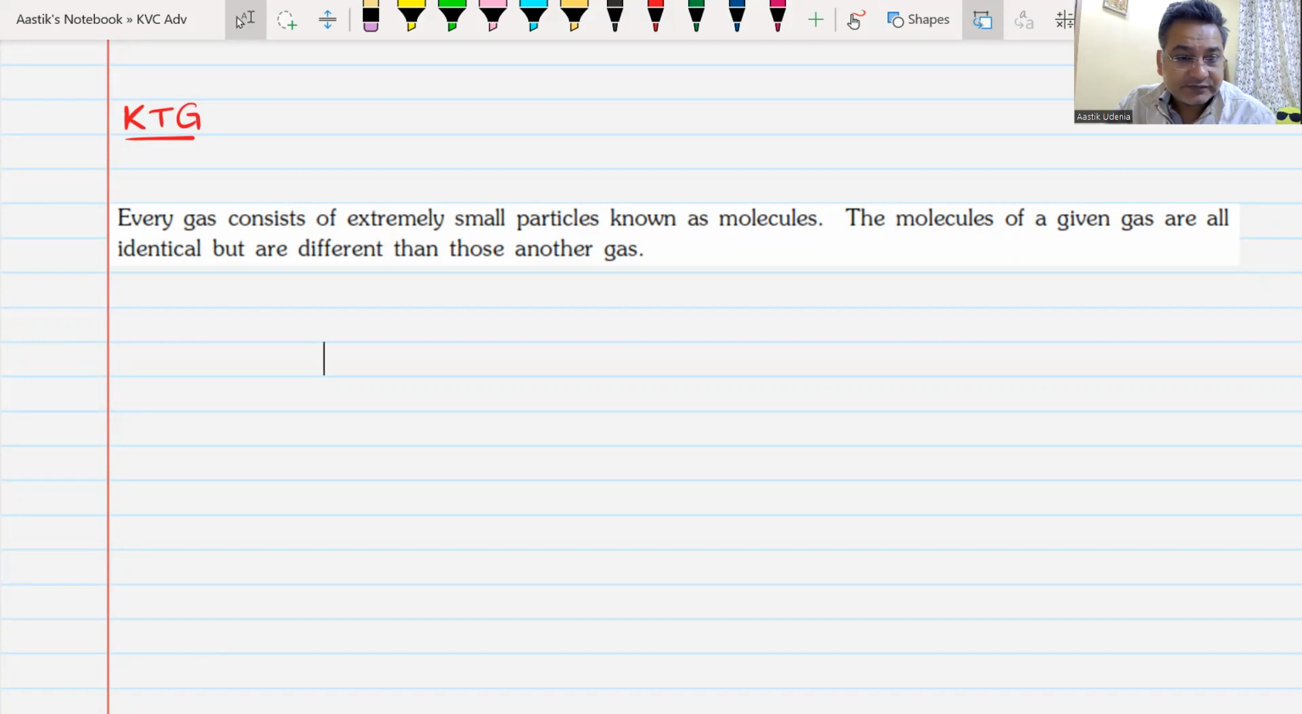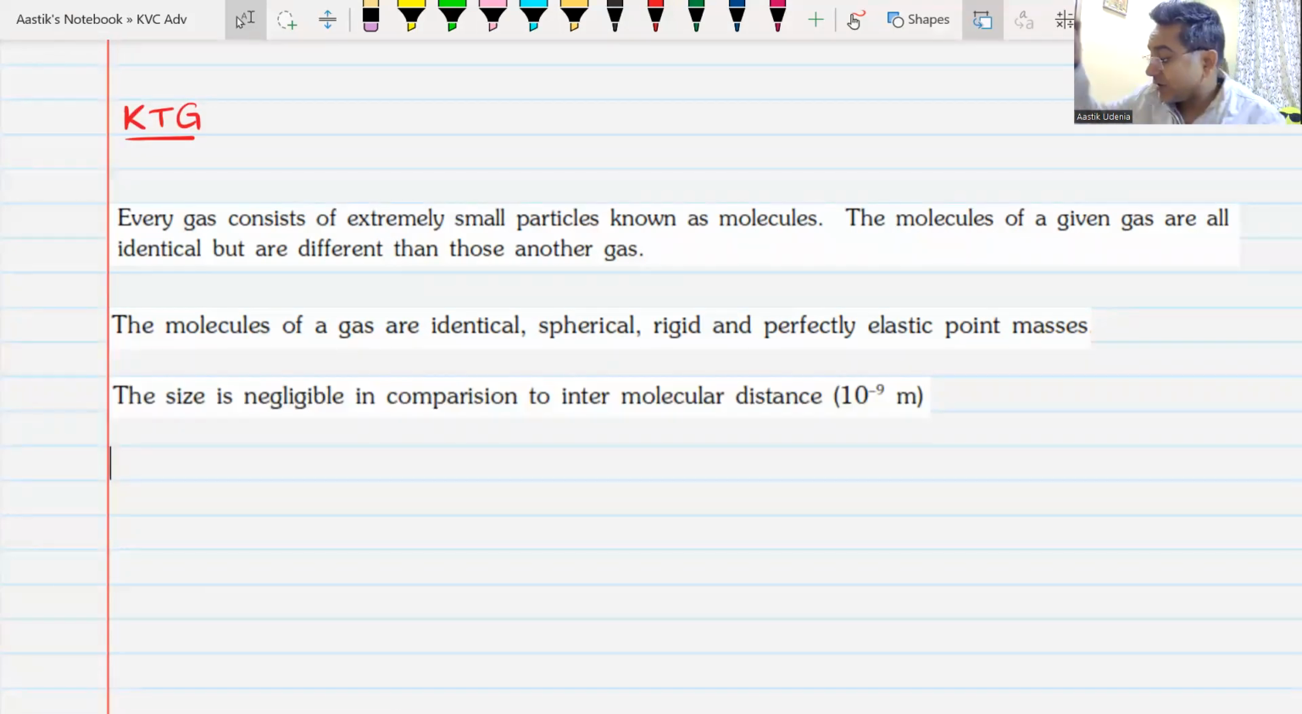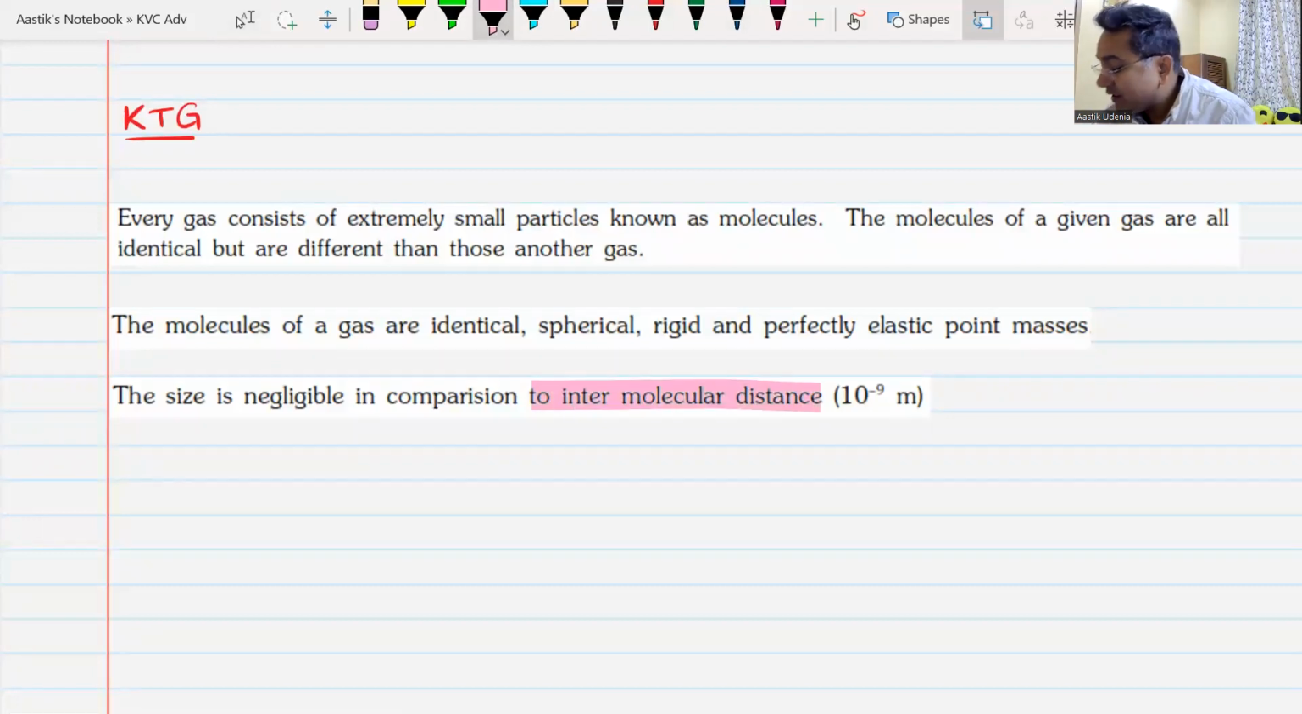Do we understand this? Very simple. Now, these molecules of one particular gas will be all identical, spherical, rigid, and perfectly elastic point masses. We take them as perfectly elastic point masses. The size of these molecules is very less compared to the intermolecular distance. What do you mean by intermolecular distance? Intermolecular distance means the distance between the two molecules.